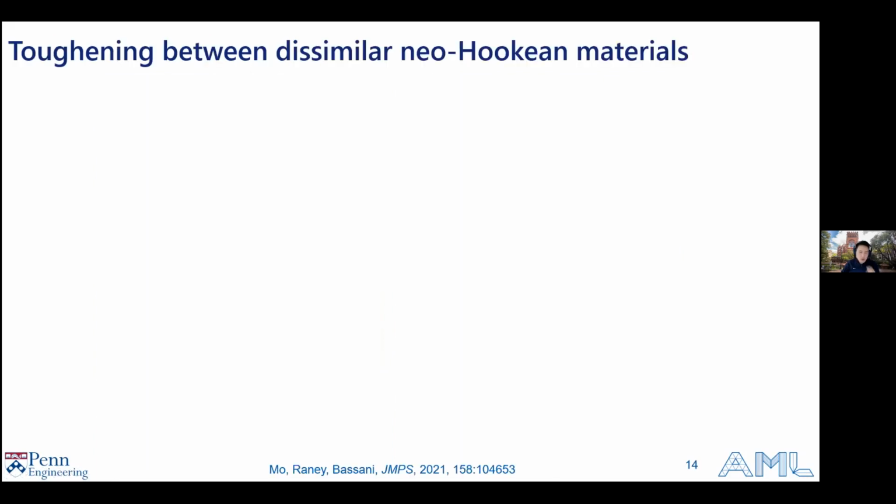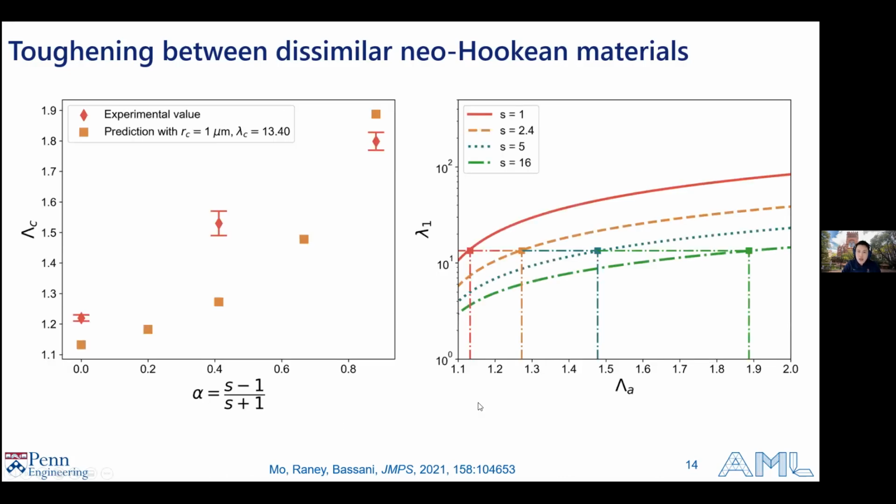So lastly, I just want to talk about how, quantitatively, we can also capture this toughening effect between these dissimilar neo-Hookean materials. We can do so by invoking a fracture criterion, which looks at the principal stretch. We compute the principal stretch at a given material point ahead of the crack, and relate it to a critical stretch that is a material characteristic. The criterion indicates that for fracture to occur, the principal stretch ahead of the crack, at a certain critical length scale, RC, needs to reach this critical stretch.